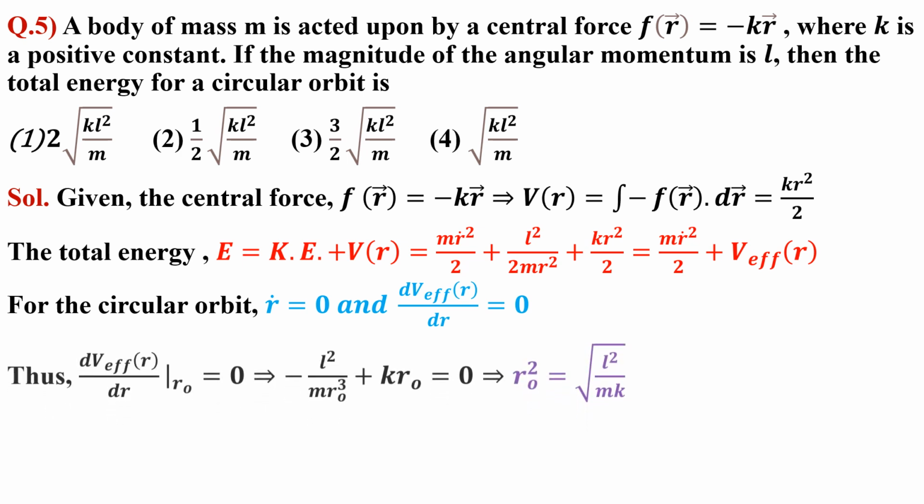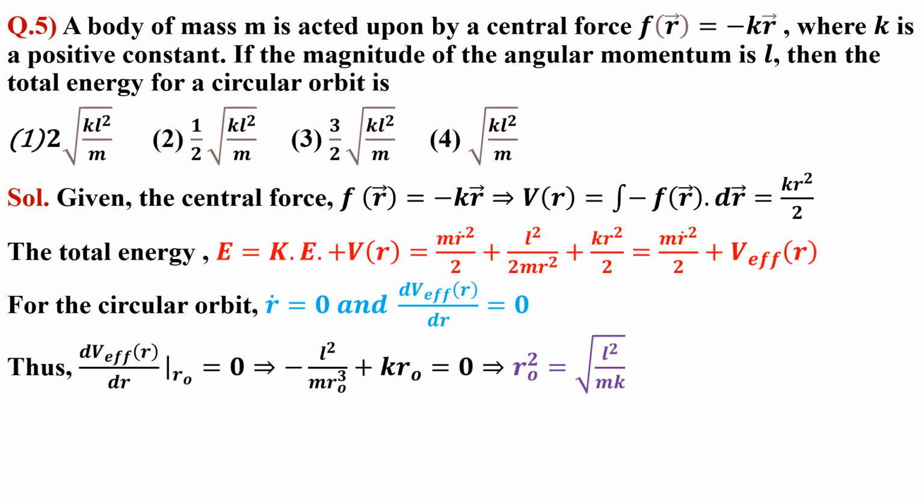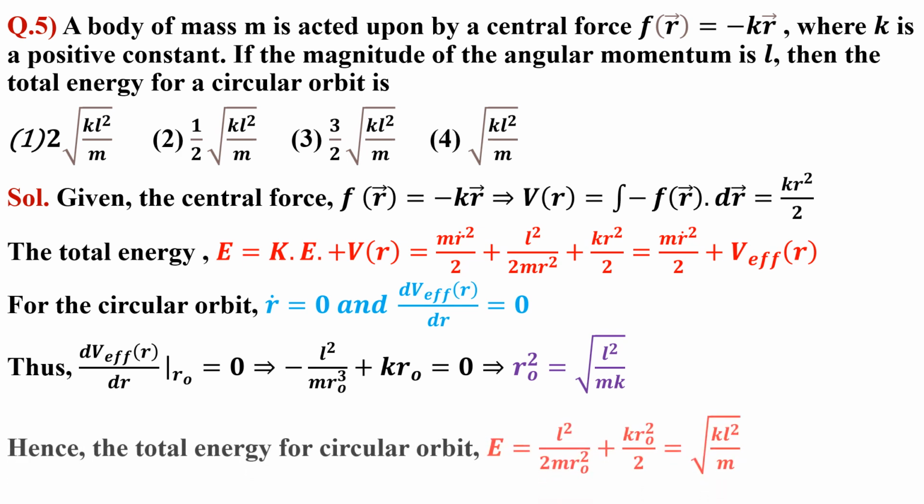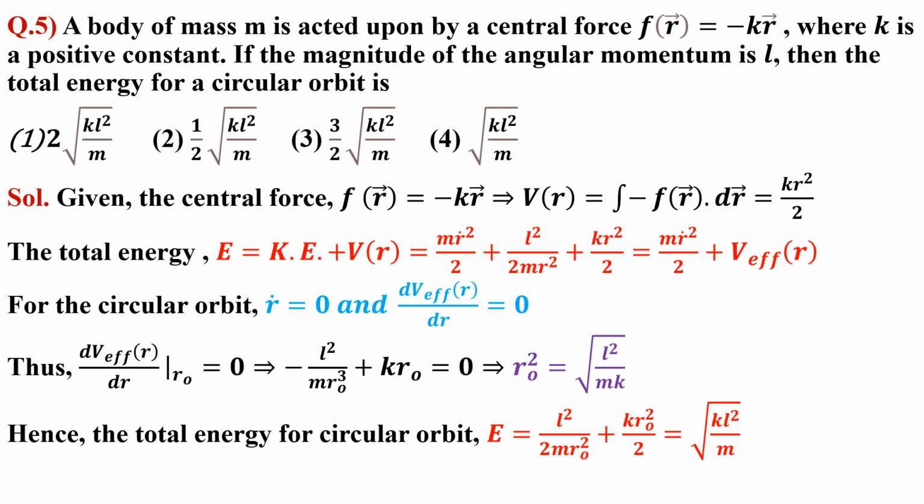Thus, the derivative of the effective potential at r0 equals 0, which gives minus L squared by m r0 cubed plus k r0 equals 0, so r0 to the fourth equals L squared by m k. Hence, the total energy for the circular orbit E equals V effective, which equals L squared by 2 m r0 squared plus k r0 squared by 2, equals square root of kL squared by m. Option 4 is correct.